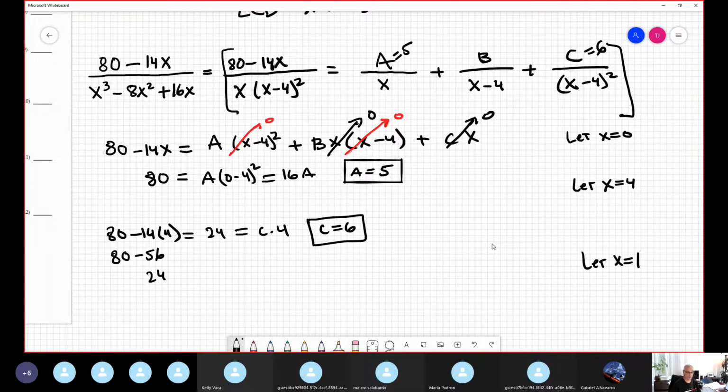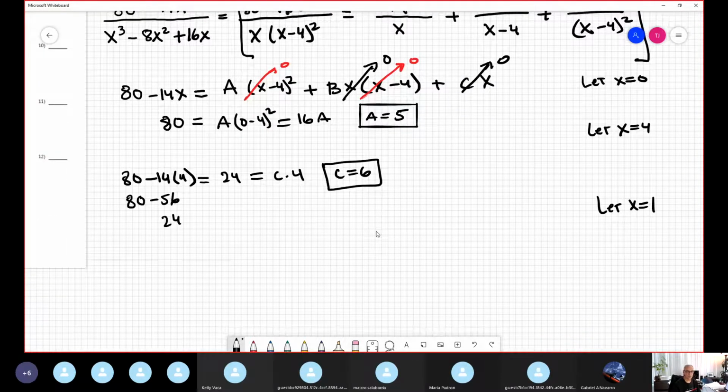X equals. Entonces 80 minus 14 times 1 is 66 is equal. Well. So I go A, but I have in my hand, okay, A is 5. Multiplication 1 minus 4 squared. Well. B, okay, I have no idea who is B.